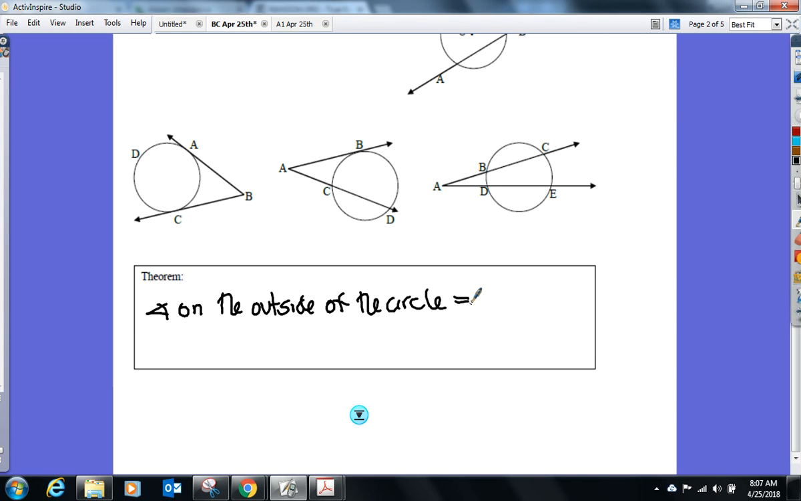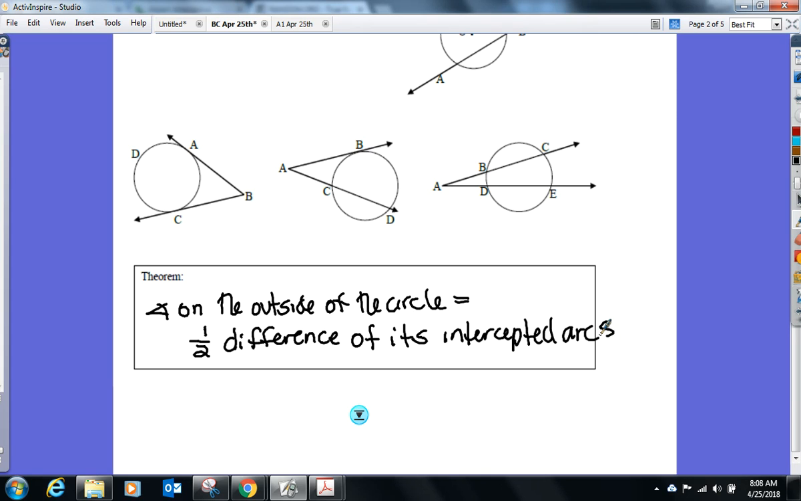You took half of two arcs, and what did you do with those two arcs before you took half of them? Added them. Today, subtract them. Okay, you're going to subtract it. So it's half the difference of its intercepted arcs. And we're going to go through each of these diagrams and figure out how to find it.